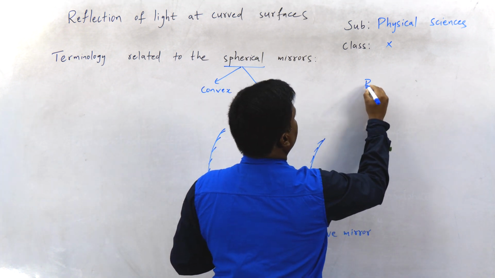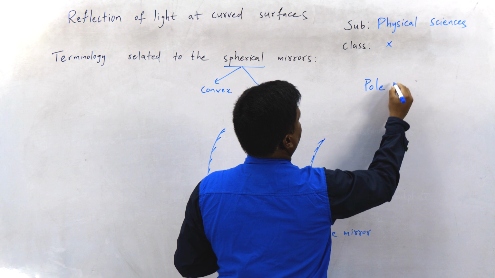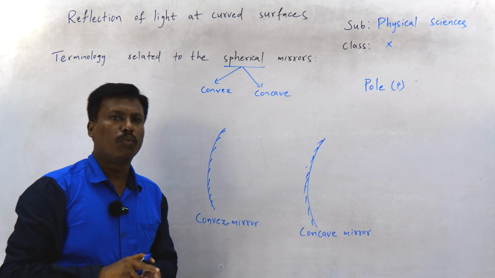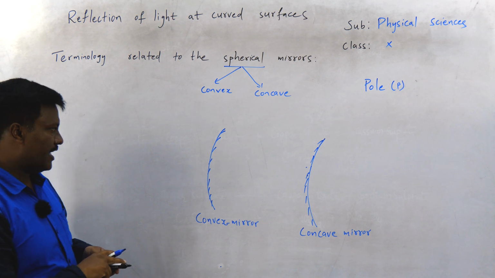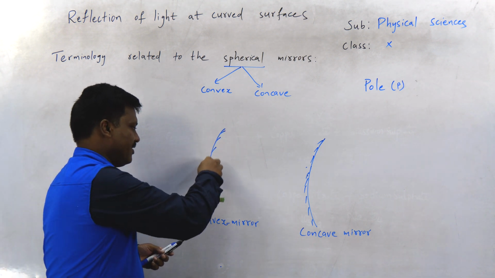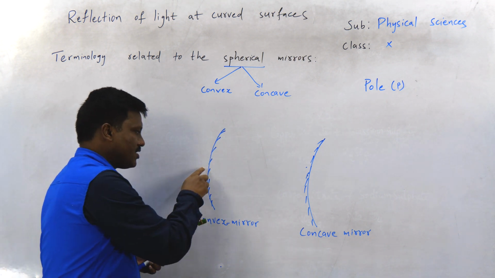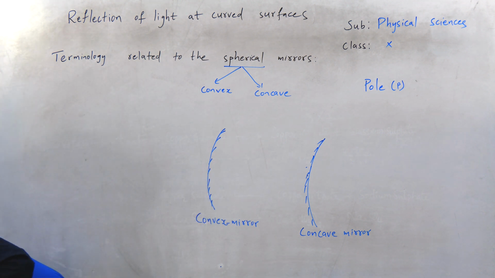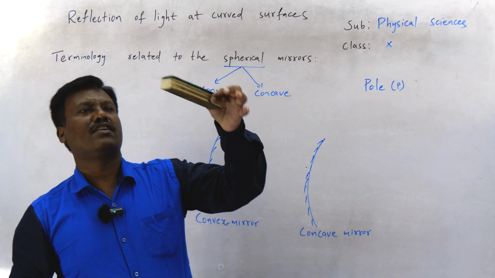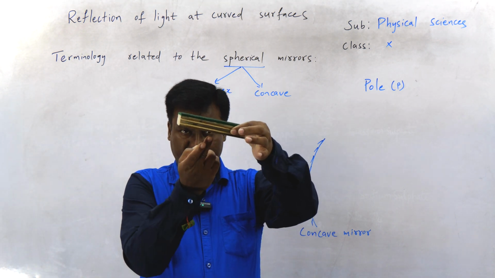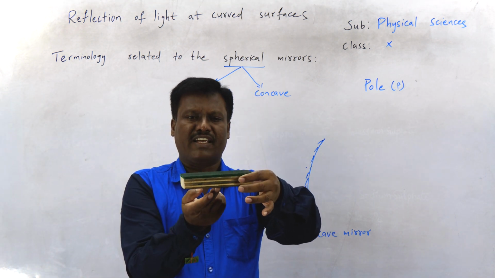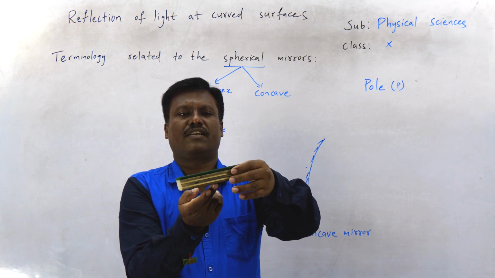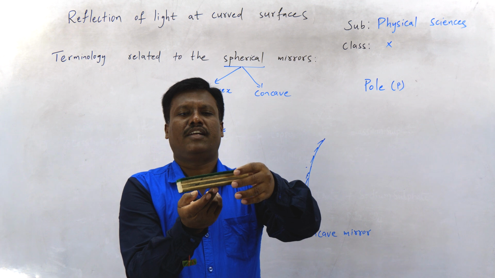So terminology related to the spherical mirror is pole. It is denoted by P. So what is pole? See now, this spherical mirror has a geometric center. So what is meant by geometric center? So if you take this duster, if I place one finger here, this duster may stay stable on this finger, right?